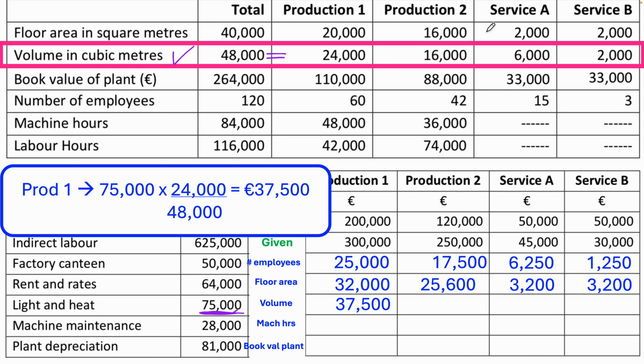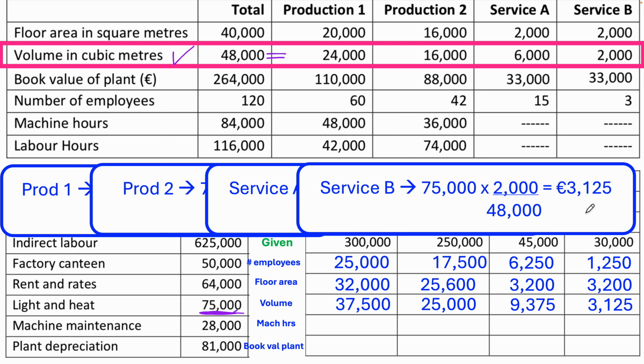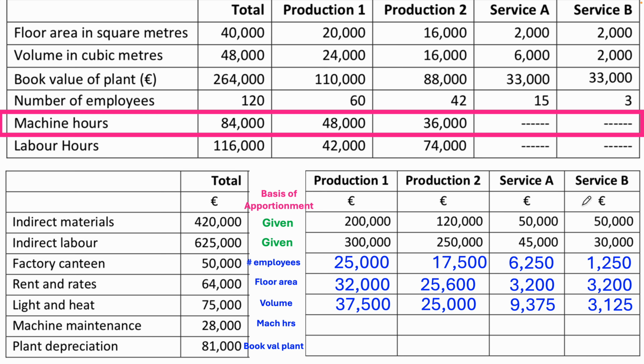Then production 2, we've 16,000 over 48, 75 multiplied by 16 over 48 gives me 25,000. Service A, we'll have 75 multiplied by 6,000 over 48 is 9,375. And then service B, 75 multiplied by 2,000 over 48 is 3,125. And so that is the light and heat done.